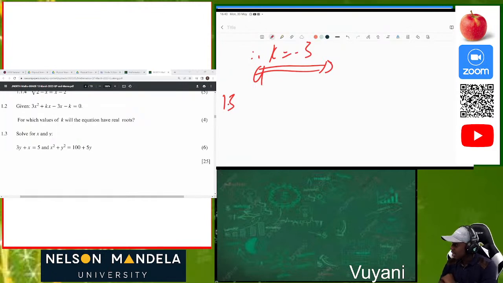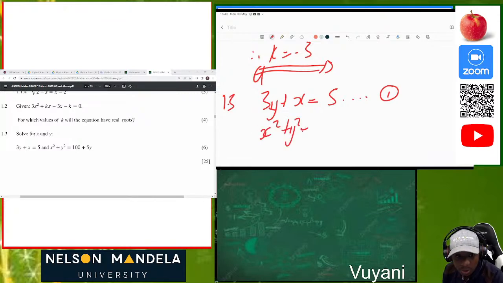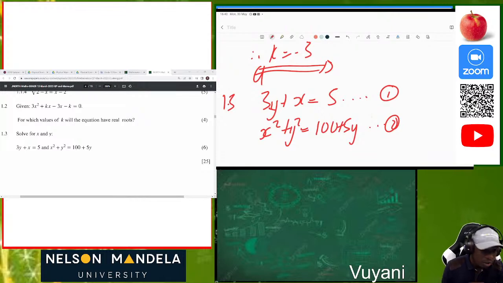On this part now, solve for x and y simultaneously. We are given 3y plus x is equal to 5, so let's make that equation 1. Then we are also given x squared plus y squared is equal to 100 plus 5y, so let's make that equation number 2. Having that in mind, this is now making our life easy.